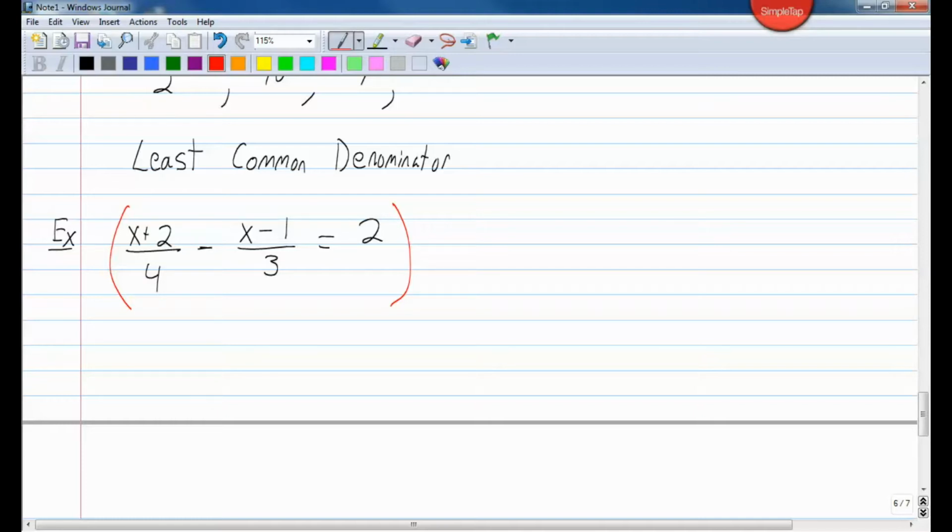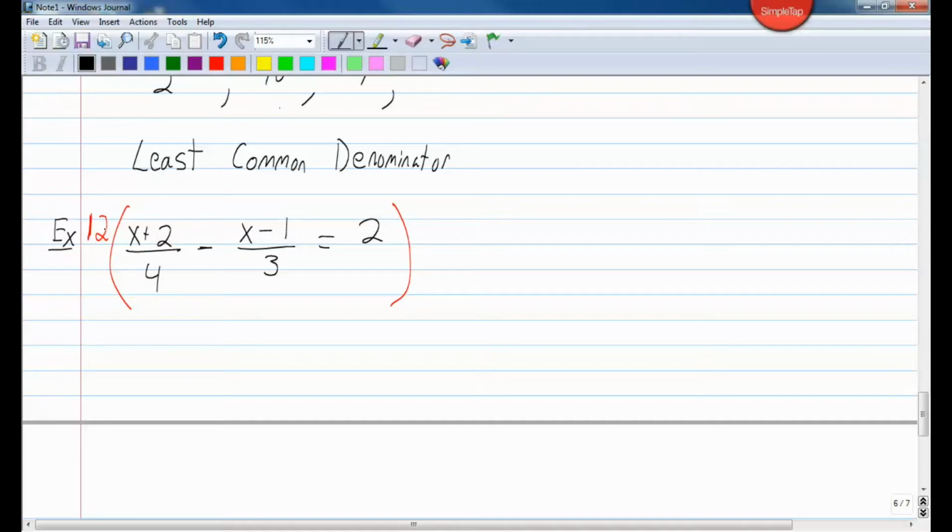Now, sometimes all you have to do to get the least common denominator is multiply your denominators together. It doesn't always work like that, depending on what numbers you have, but if you were to think what is the smallest number I can divide 4 and 3 into, that would be 12. All right. So we want to multiply this entire equation by 12. Now, I'm going to write this out completely this time without skipping any steps, but some of you will probably catch on to this and be able to skip steps.